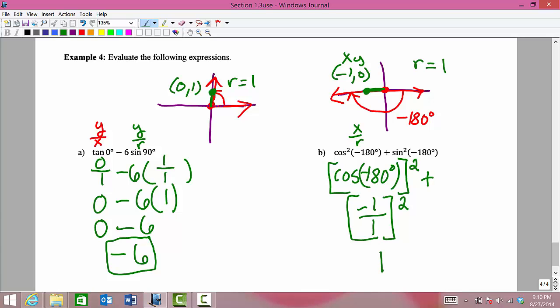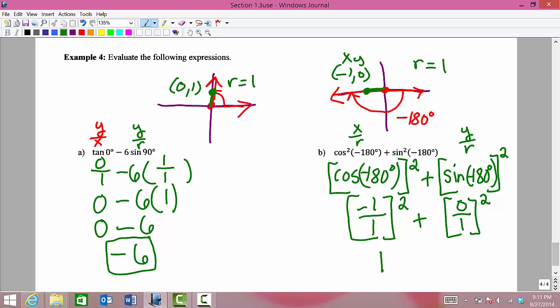Now we're going to do the same thing with sine squared. Sine squared of -180 degrees, so we want to find out what is sine of -180 degrees, and then we want to square it. So sine is y divided by r. So that would be 0 divided by 1, and then we square it. Well, 0 divided by 1 is 0, and 0 squared is 0. So 1 plus 0, of course, so our final answer there would be 1.